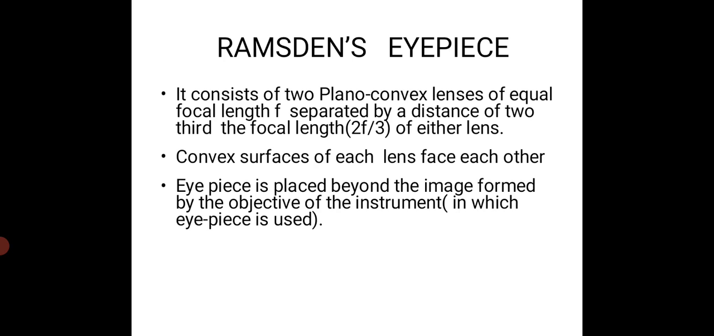In this Ramsden eyepiece, it consists of two plano-convex lenses of equal focal length f separated by a distance of 2/3 of the focal length of either lens, that is 2f by 3, where f is the focal length of each lens of this Ramsden eyepiece. The convex surfaces of each lens face each other. The eyepiece is placed beyond the image formed by the objective of the instrument in which the eyepiece is used.